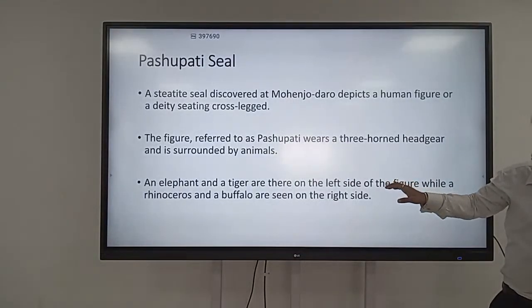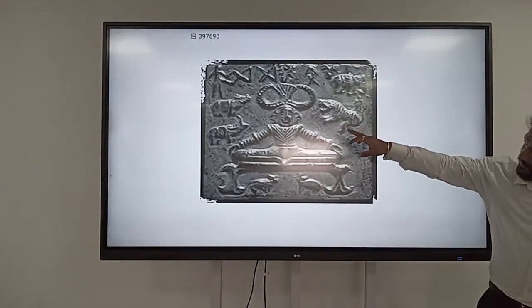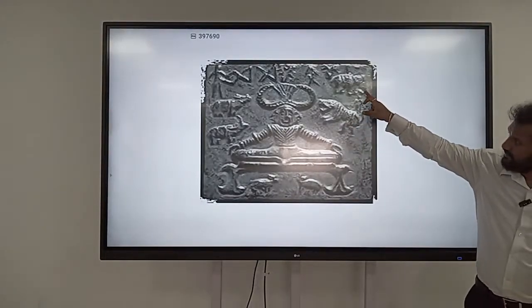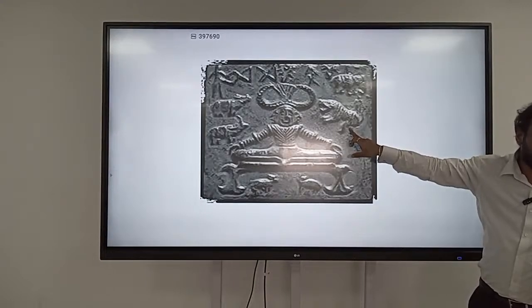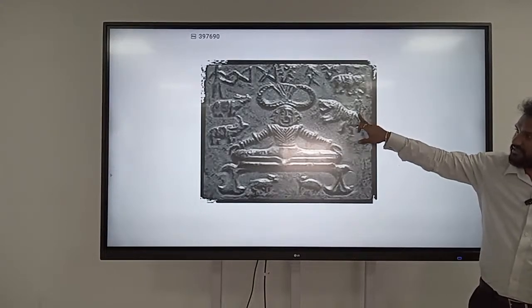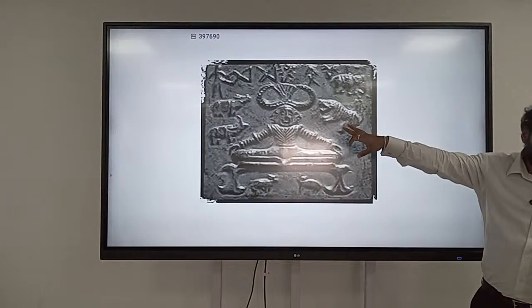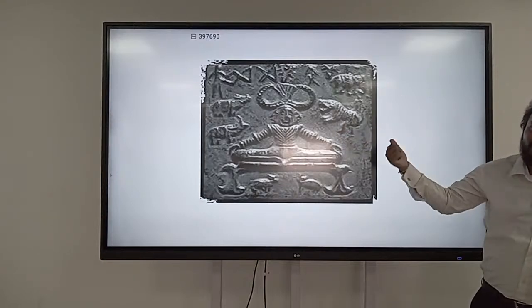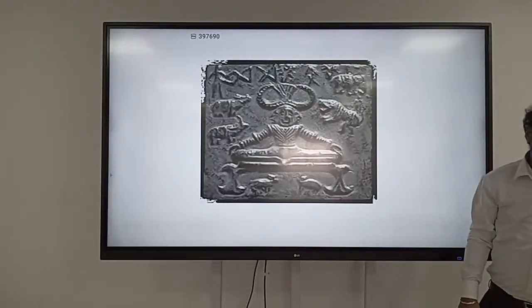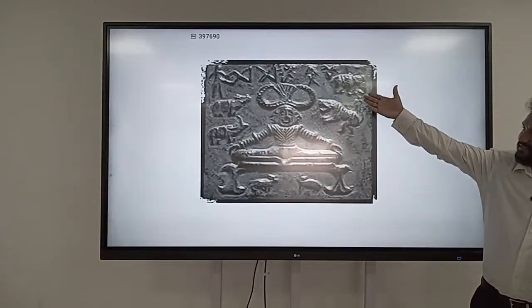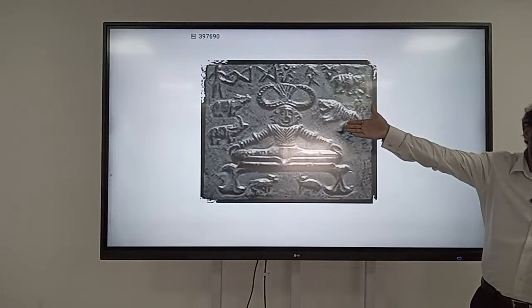Where is it? Here you can check, elephant and tiger on the left side. Rhino and bull you can see on the right side. Remember, lion is not present in this Pashupatinath scene. They already asked a question in the prelims exam: which of the animals is not present on the Pashupatinath scene? That is lion. Got it? Tiger is present, no? This is elephant, this is tiger, that is rhino, that is bull.